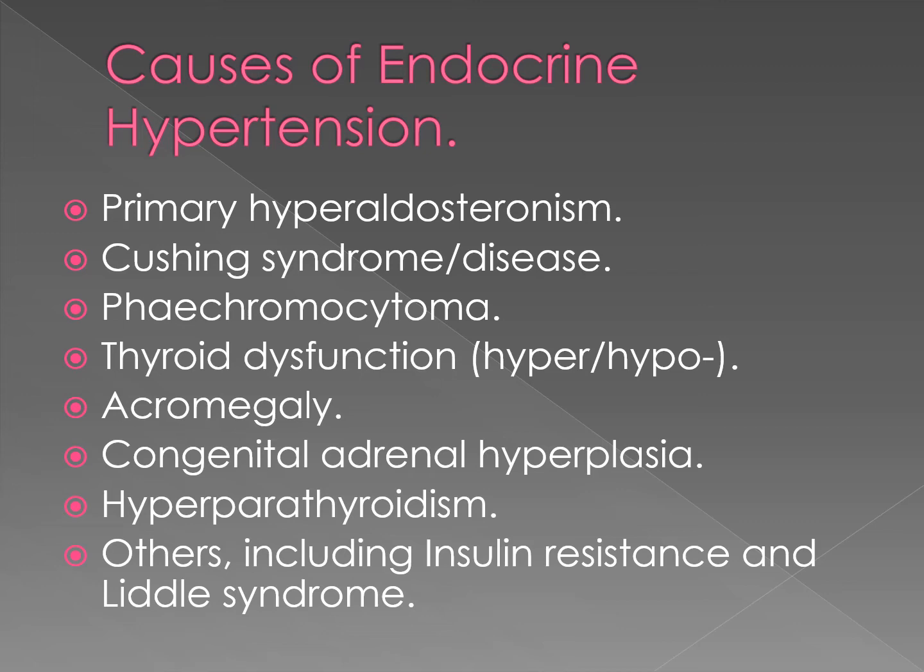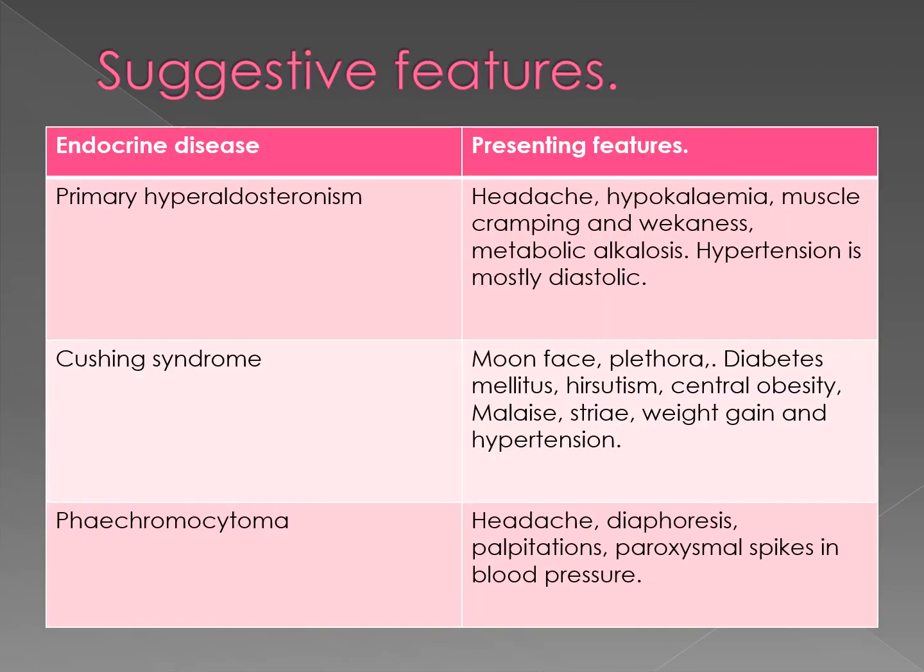Causes of endocrine hypertension include primary hyperaldosteronism, that is elevated serum aldosterone hormone. Patients will present with headache, muscle cramping and weakness, and their hypertension is mostly diastolic. On biochemical analysis, they have hypokalemia and metabolic alkalosis. Cushing syndrome, that is due to elevated serum cortisol. Patient will present with the moon face, central obesity, weight gain and hypertension.